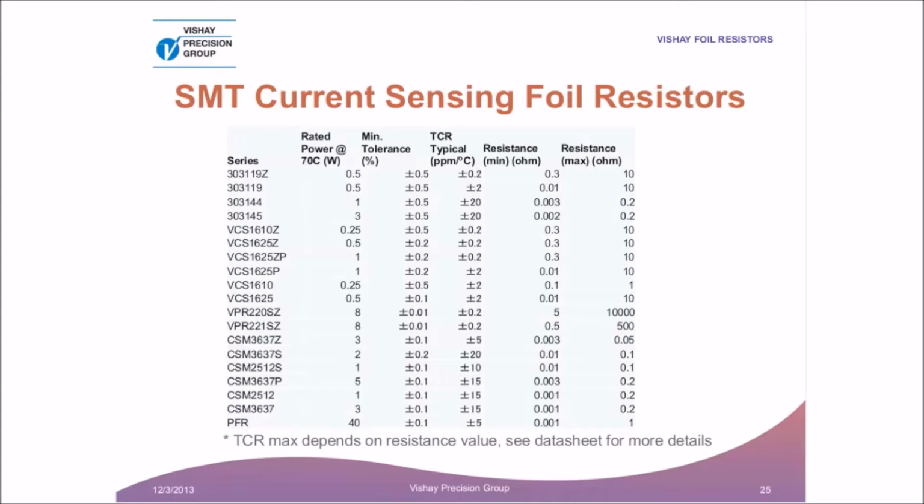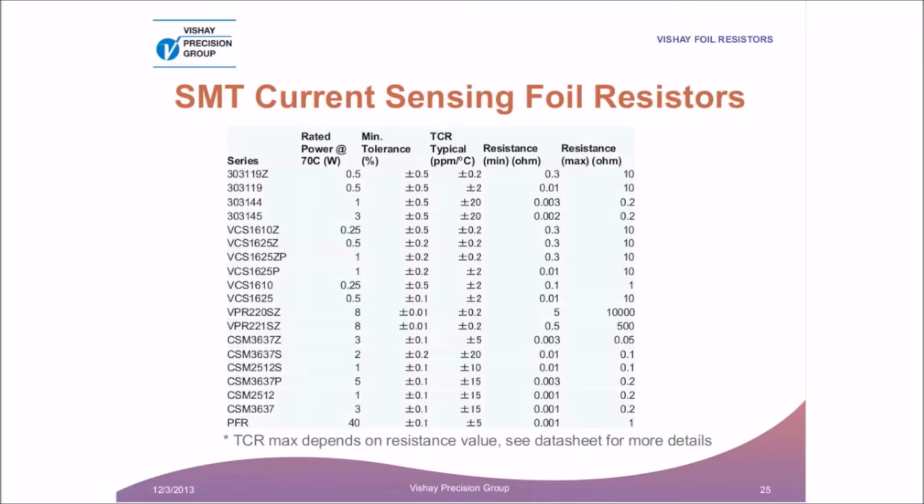Thank you. We're on the slide entitled SMT current sensing foil resistors, and this slide shows a table of the surface mount resistors that we offer for this application. Here we can see that the power range available is from 0.25 watts right up to 40 watts with a minimum and maximum resistance range of 1 milliohm right up to 10 kiloohms.